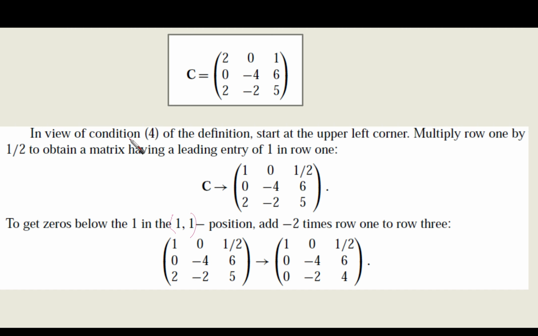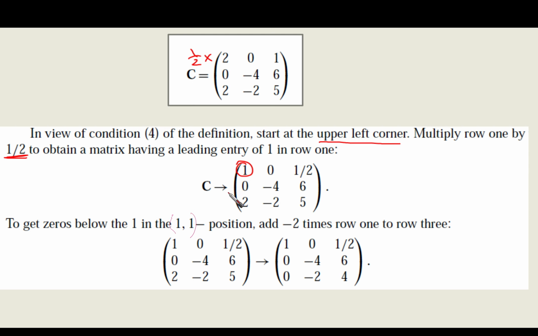So in view of condition 4 of the definition, start at the upper left corner. We start always with the upper left corner. Multiply row 1 by half, as we said. So row 1 is going to be multiplied by half, as we mentioned before. Then we are going to have 1, 0, and half here to obtain a matrix having a leading entry of 1 in row 1. That's very nice.